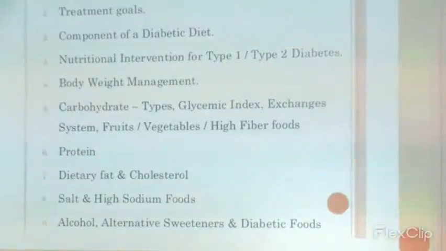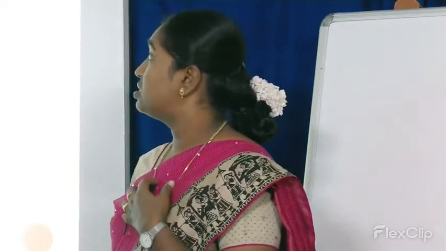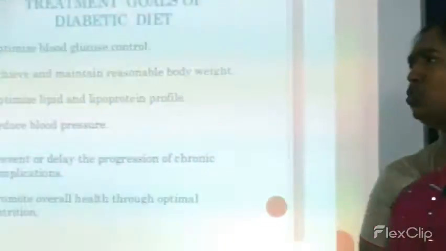Maybe when the patient is hypertensive, we have to restrict the salt and sodium, alcohol, and alternative sweeteners and diabetic foods. Treatment goal: what is the treatment? What goal should be followed?